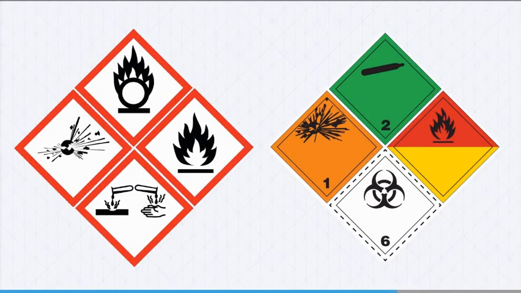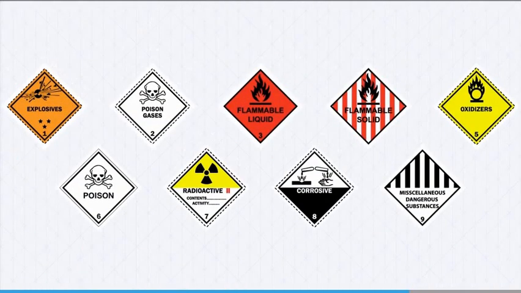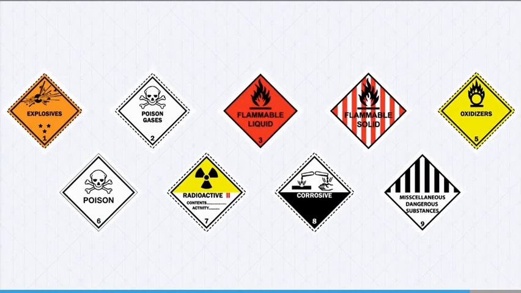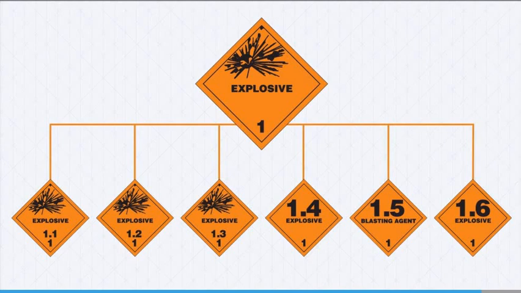These transport labels draw attention to 9 different hazard classes that refer to the danger that the substance or article presents. The number on the label indicates the hazard classification. In some cases, the hazards within a class need to be subdivided into subgroups known as divisions.